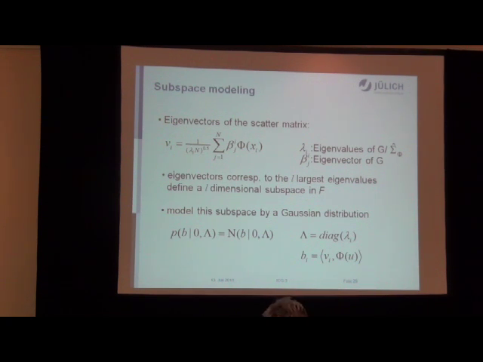With these eigenvectors, we can build up a lower dimensional principal subspace in the feature space on which we then again model a Gaussian distribution. And the coordinates of a new feature vector are given by a projection of this feature vector onto the principal component.